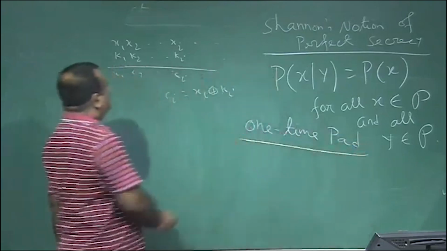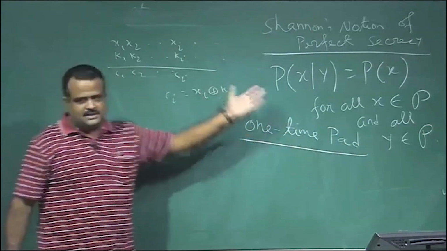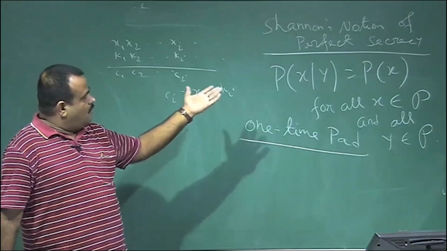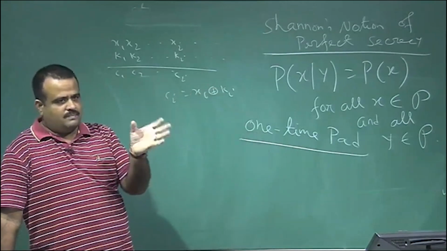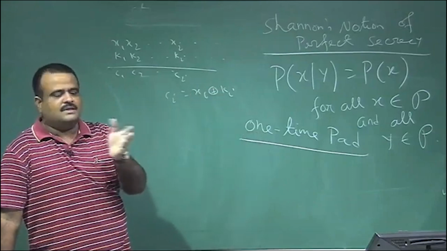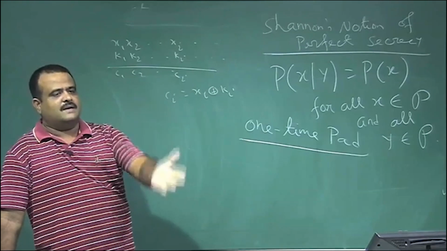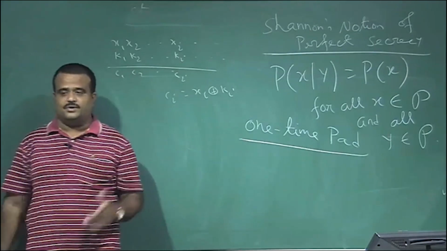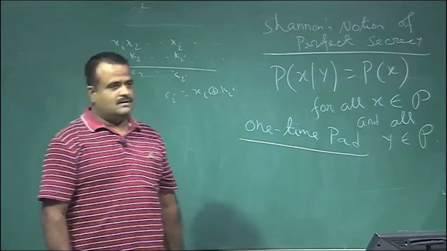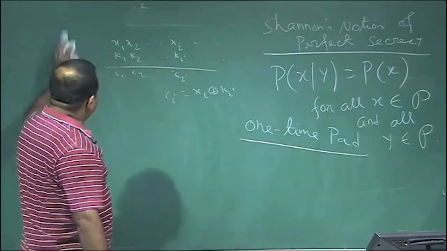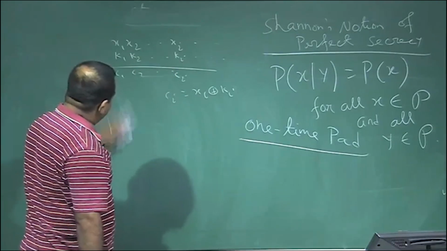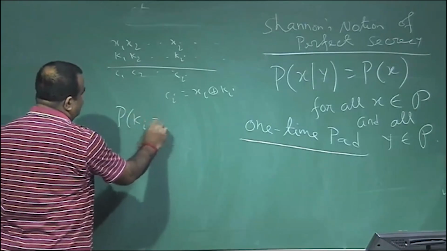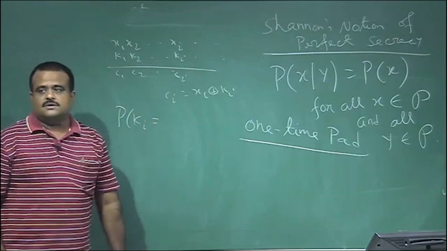If we have a stream cipher with this property, where the probability of a plaintext bit given some ciphertext bit is the same as the probability of the plaintext bit, that means we are not getting any advantage from knowing the ciphertext. And this can be achieved if the Kis are truly random bits.